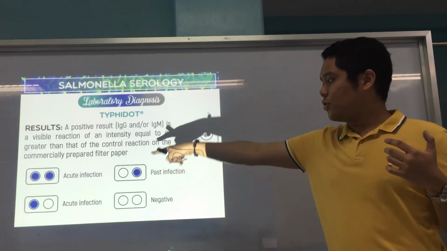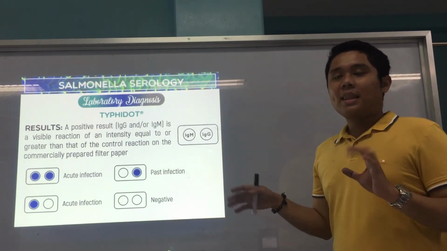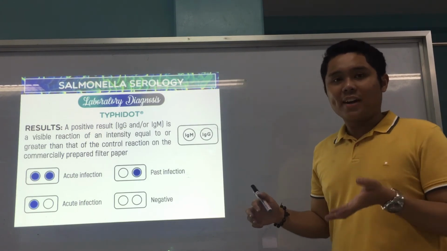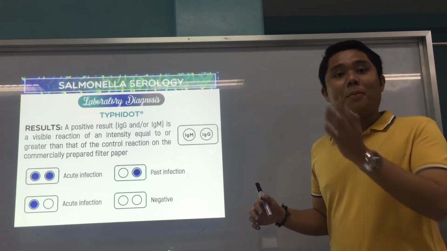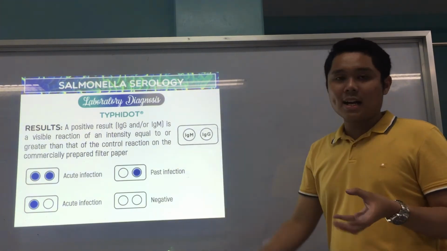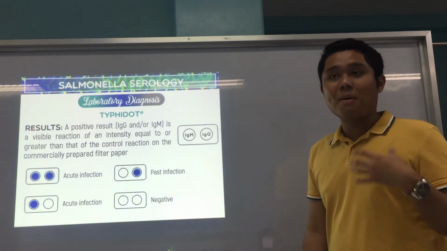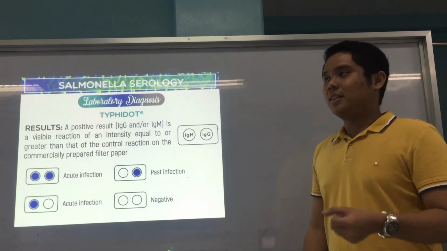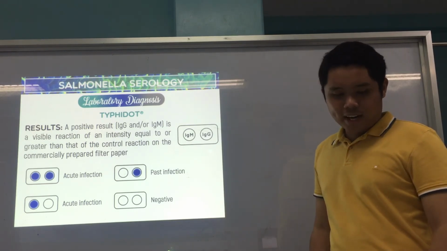But if only one is positive, then of course, we interpret it this way: if only IgG is present, then it is predominant, meaning past infection, immunity. But if IgM is present, then of course, it indicates acute infection, just recent. Okay? Alright, okay, that's Typhidot.